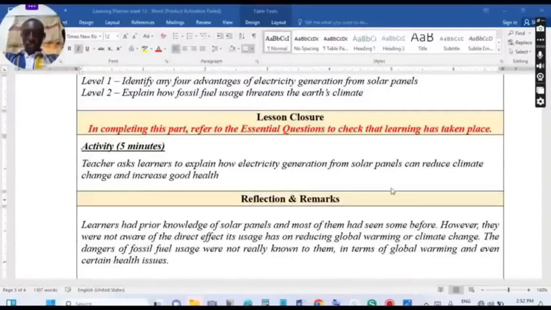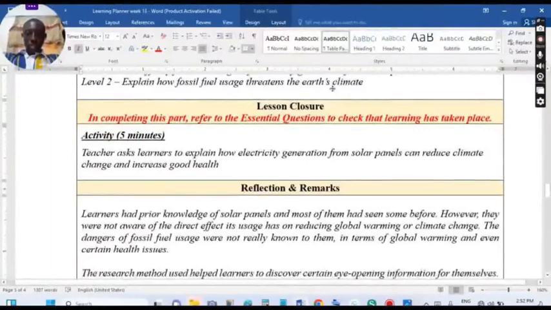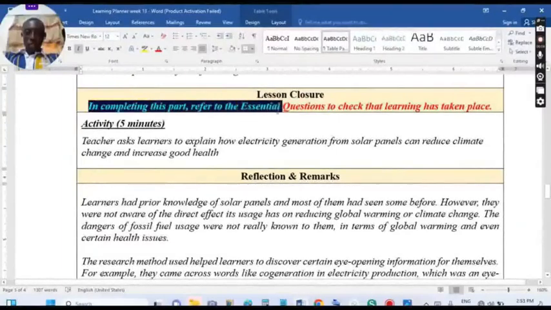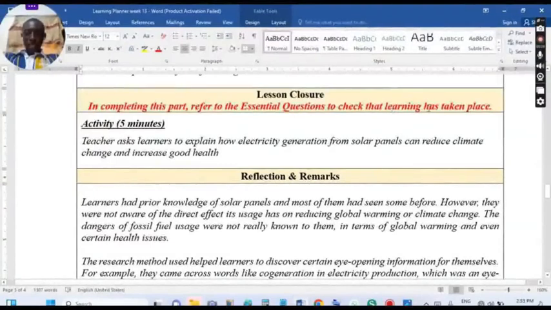So let's look at the lesson closure. So you have to close a lesson formally. We used to have a lesson closure in the previous lesson notebook. The lesson closure is an activity, and in completing this part, refer to the essential questions to check that learning has taken place.